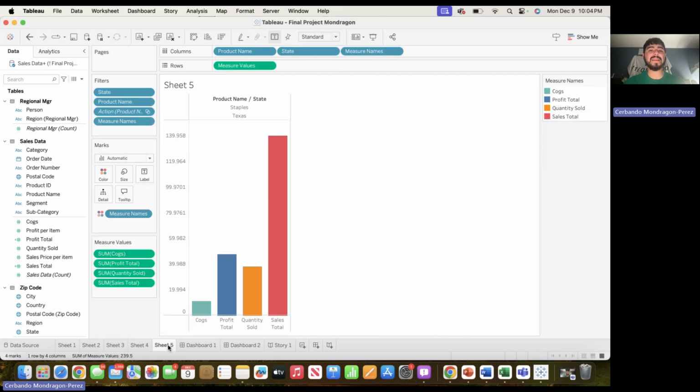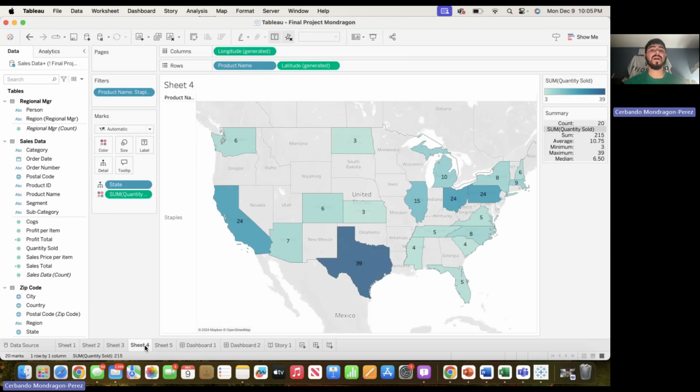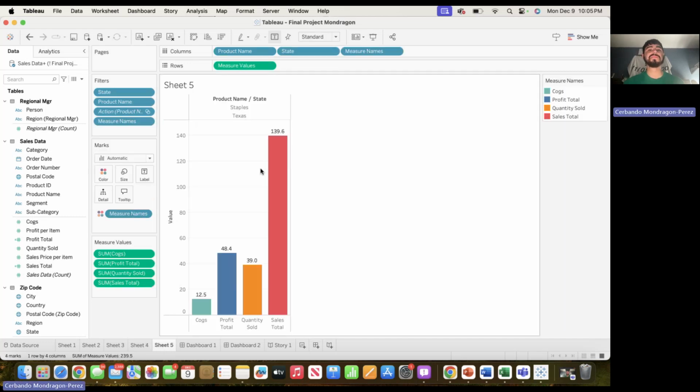Finally, sheet five gives us the overall cost of goods sold, profit total, quantity sold, and sales total for the state of Texas. Why Texas? Texas was the most popular state to have sold more staples, followed closely by Ohio, Pennsylvania, and California at 24. So I picked Texas just to give, excuse me, the overall breakdown of what they sold.